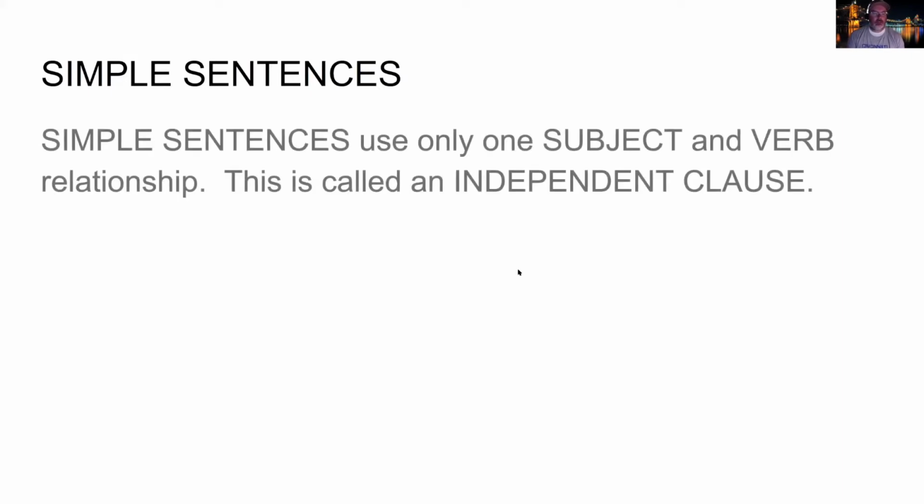So first off, let's talk about a simple sentence. When we say simple sentence, that does not mean that it's an easy sentence. A simple sentence means that it has only one subject and one verb relationship. So we would call this an independent clause. Everyone say that, independent clause.